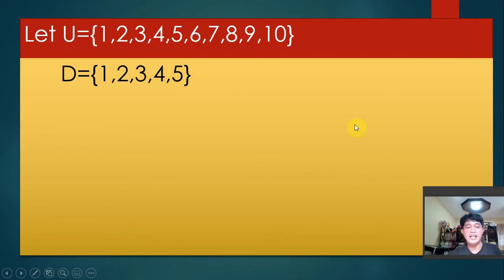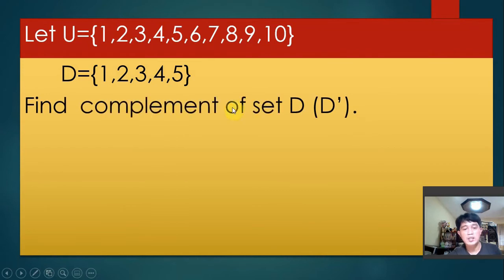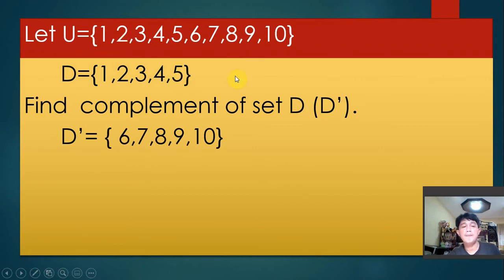Now, if you are asked to find the complement of set D, the answer will be the numbers which are not found in D. So what are the numbers which are found in the universal set but not found in set D? The answer is, D complement is a set whose elements are 6, 7, 8, 9, 10. Do you understand? You only need to find the numbers which are not included in set D.